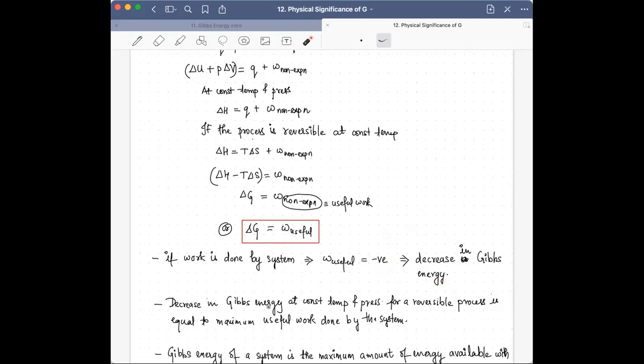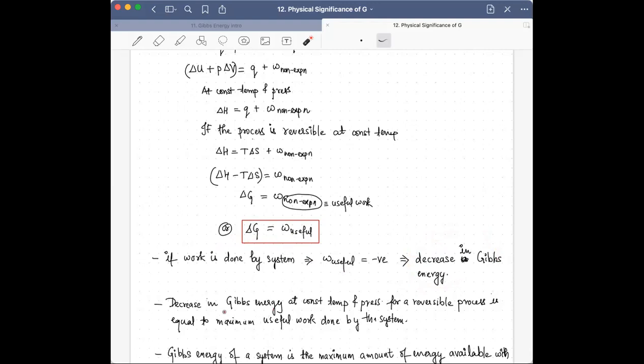So what do you understand from this? If the process is spontaneous, then the delta G value should be negative. That is what we understand from this particular relationship. So for any spontaneous process, we observe the decrease in Gibbs energy, or in other words, the delta G value would be negative.